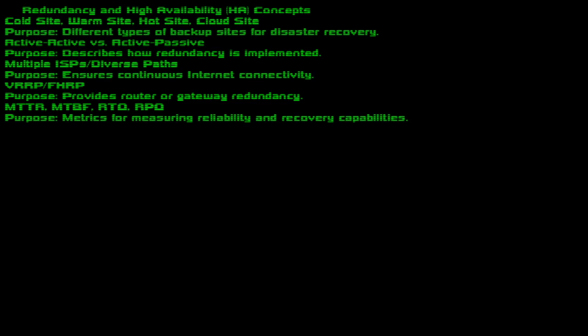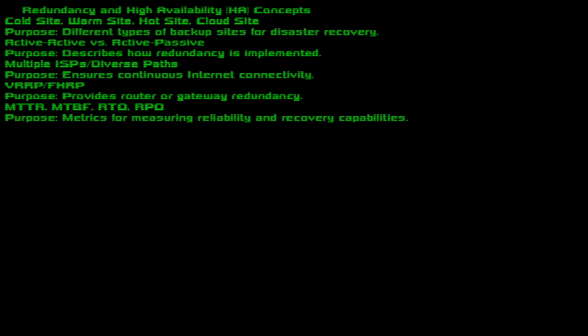Redundancy and high availability, HA, concepts. Cold site, warm site, hot site, cloud site. Purpose: different types of backup sites for disaster recovery. Active versus active-passive. Purpose: describes how redundancy is implemented.